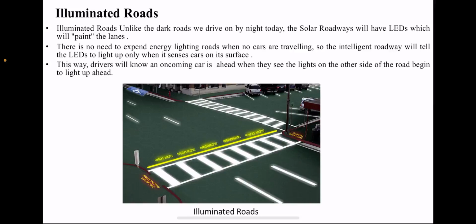Illuminated roads, unlike the dark roads we drive on by night today. The solar roadways will have LEDs which will paint the lanes. There is no need to expend energy lighting roads when no cars are traveling. So the intelligent roadway will tell the LEDs to light up only when it senses a car on its surface. This way, the drivers will know an oncoming car is ahead when they see the light on the other side of the road begin to light up ahead. This is how an illuminated road works, which is shown beneath.